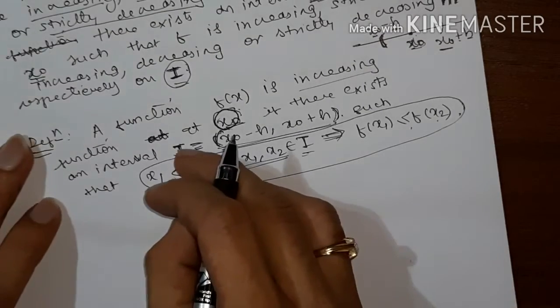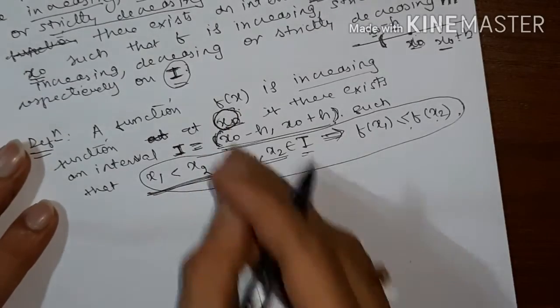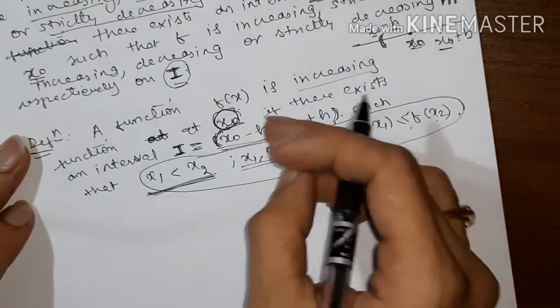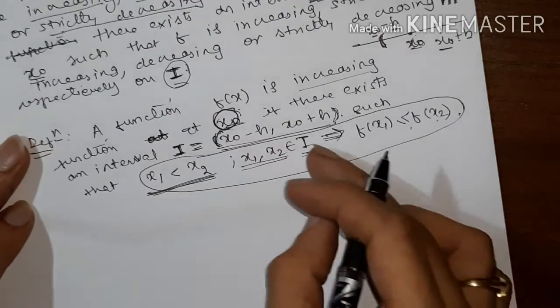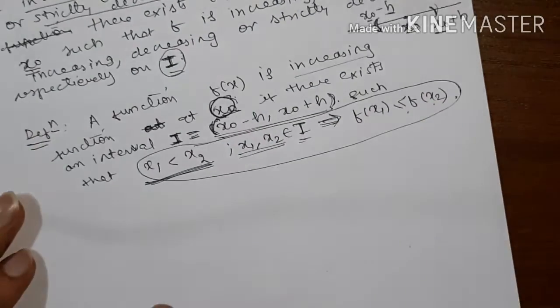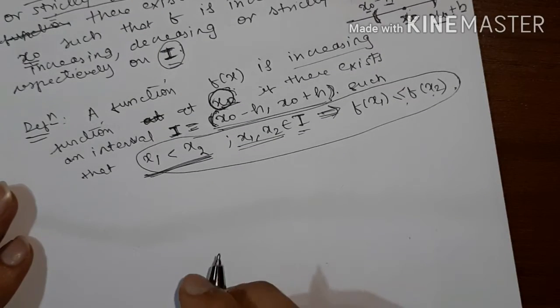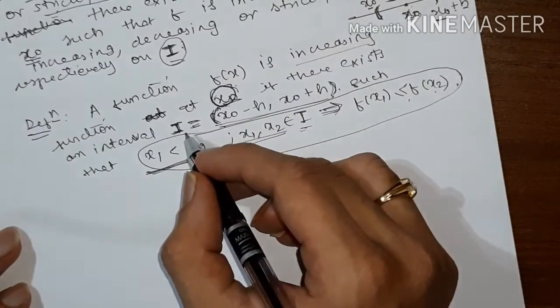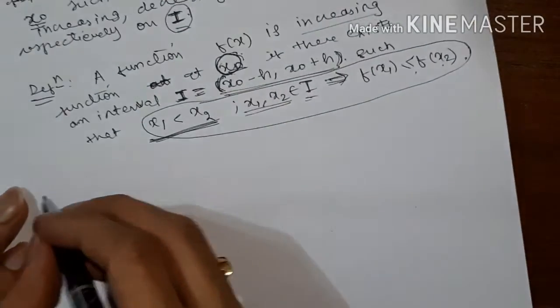So we are writing this interval I in terms of a point x naught, so x naught minus h comma x naught plus h, and then we are taking some points x1, x2 in the interval and looking at this. So that is the meaning of an increasing function at a point, in the interval I. Now let us look at theorem 1.